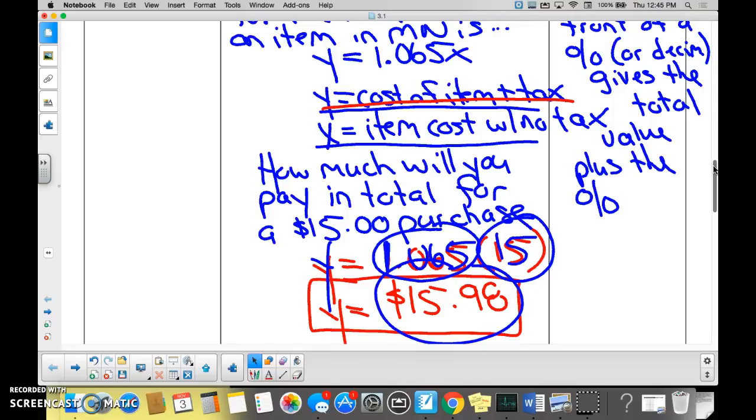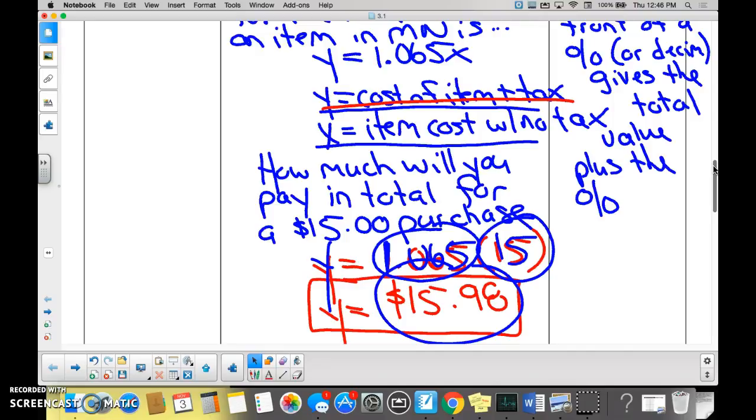If this is not making total sense, I would rewatch what I just said the last 45 seconds several times. Rewatch it, rewatch it, rewatch it. Think about what I'm saying. Input, output. What does the 1 represent? What does the 0.065 represent?